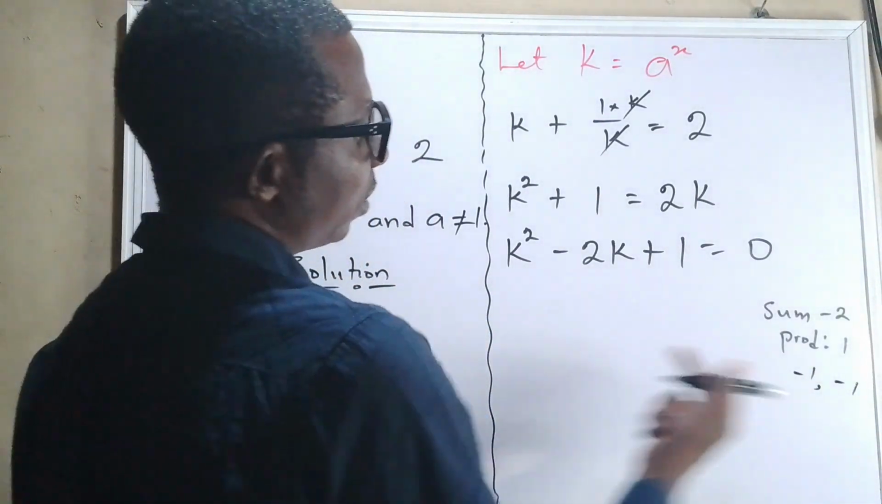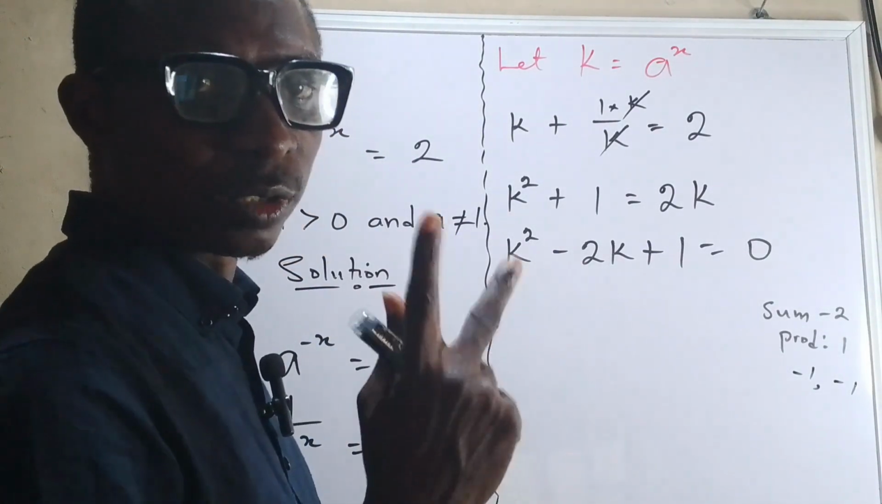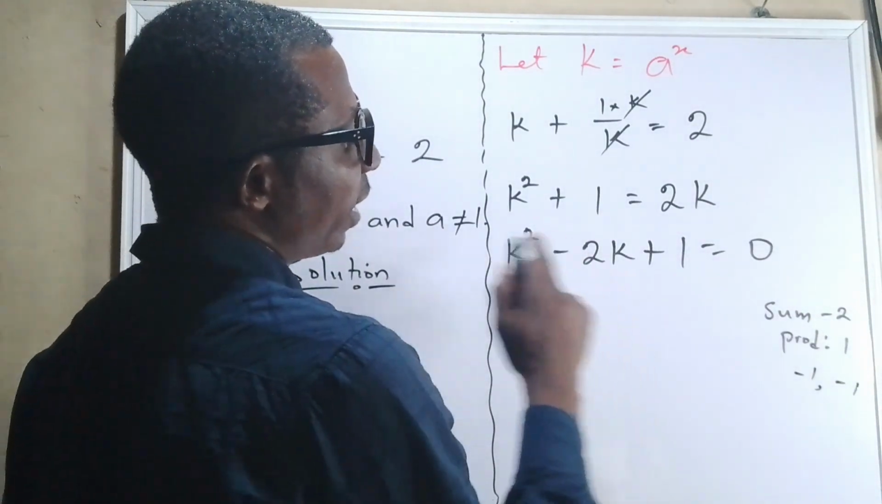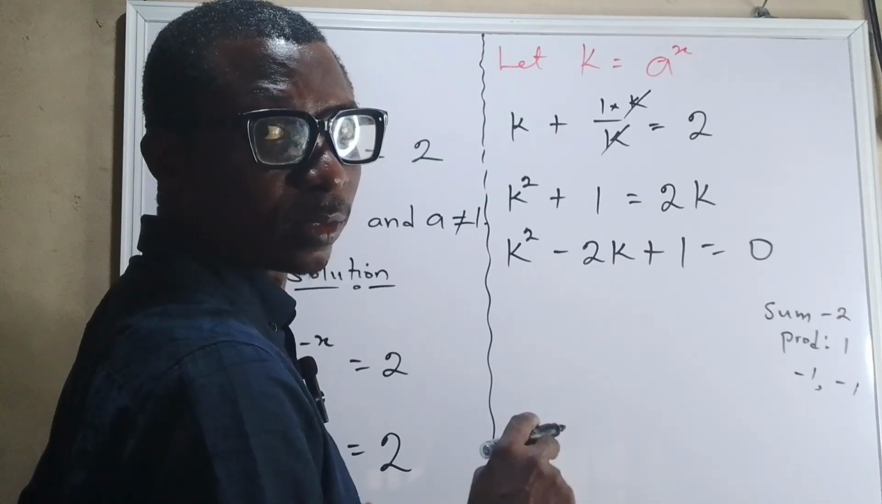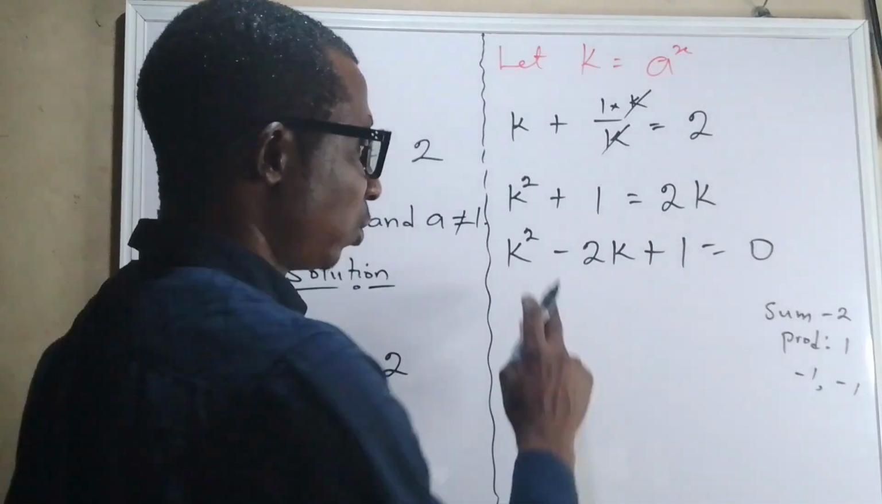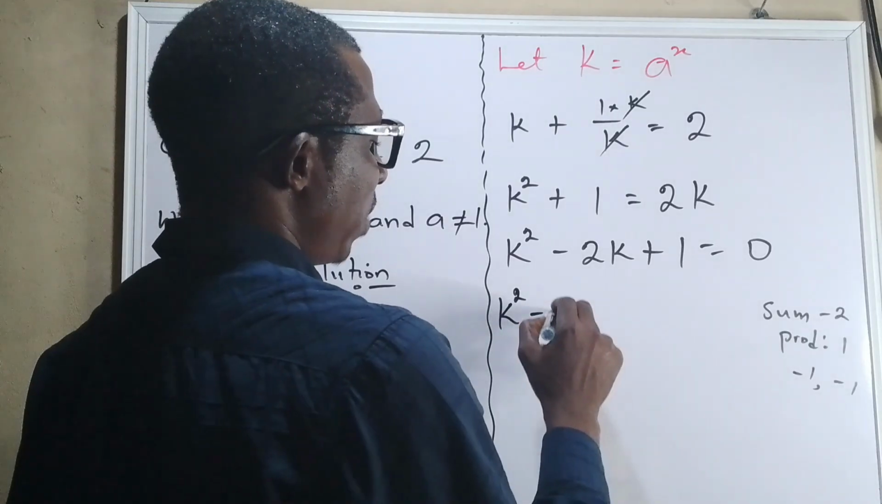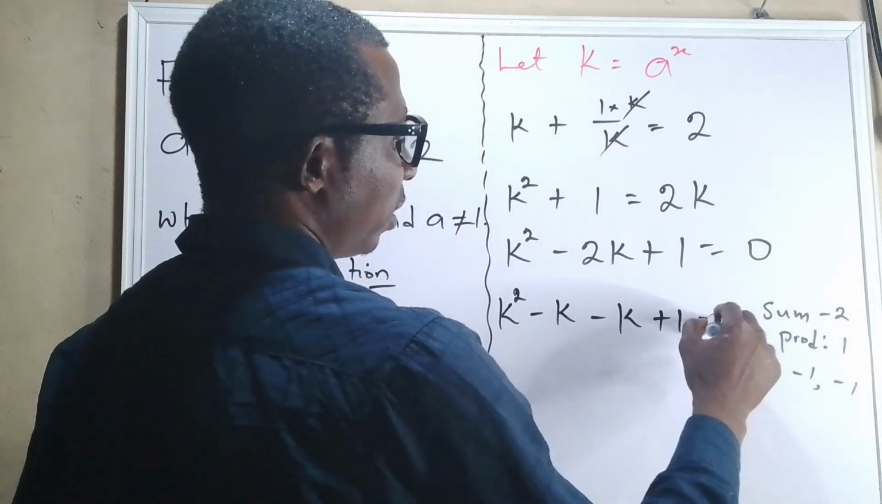Why are we doing this? We want to divide this middle term into two terms, right? So now that means minus 2k we turn to minus k minus k. That gives us minus 2k. So this equation turns to k raised to the power of 2 minus k minus k plus 1 equals 0.